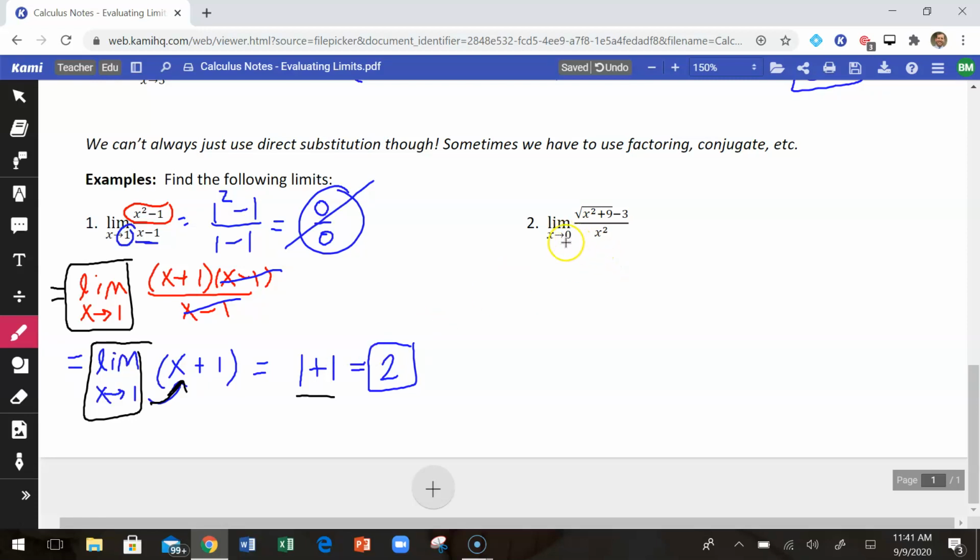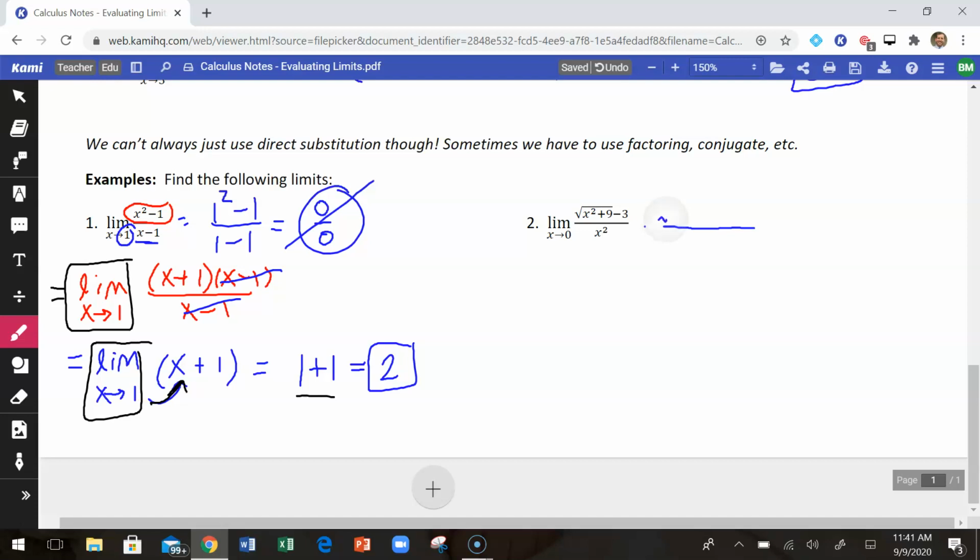Okay, number 2. I hope that you can see that you're going to have a problem on number 2 as well. If you try to plug in 0 for x, you will get 0 on the bottom, which is not okay. So what we're going to have to do is simplify this expression as well. And what we're going to do here is not factor. We are going to multiply by the conjugate of the numerator.